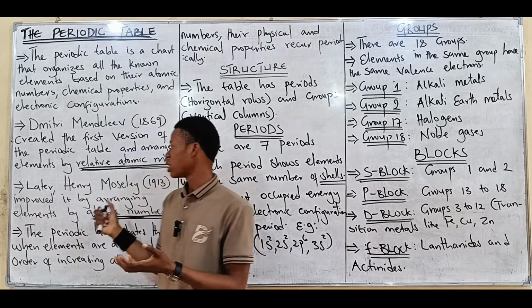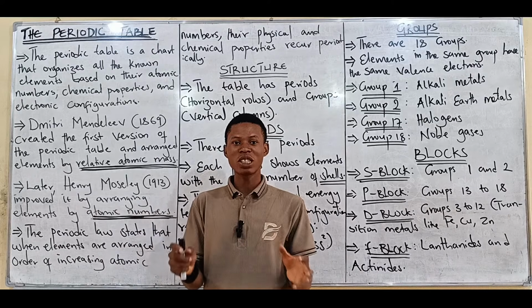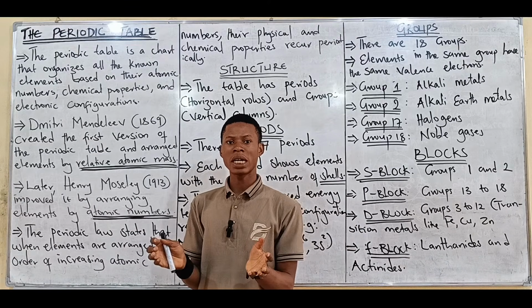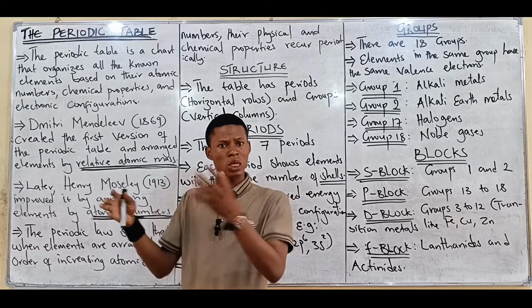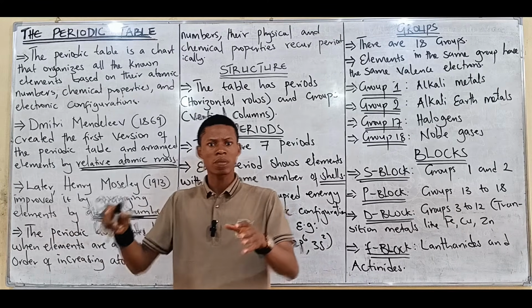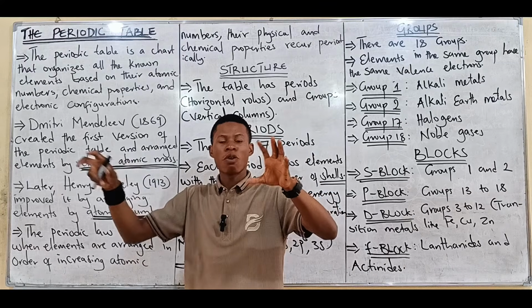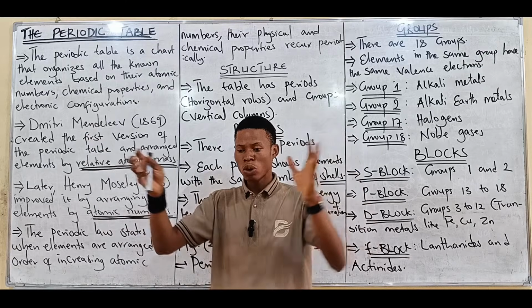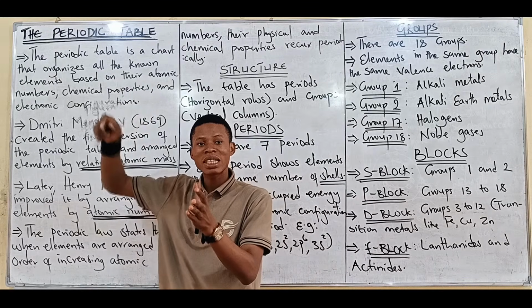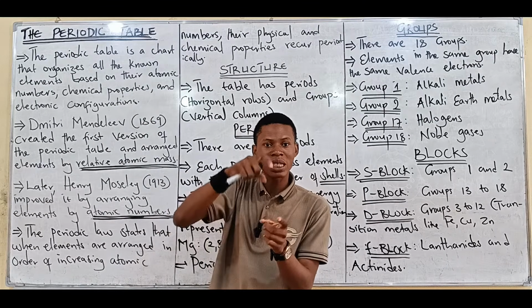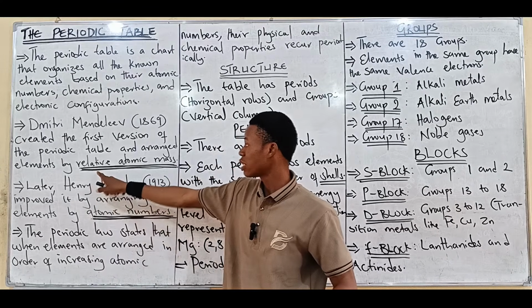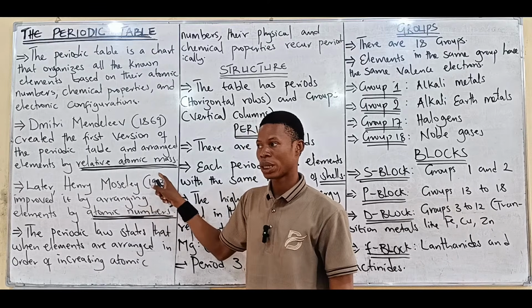And one thing he did was, in his periodic table, there were gaps because he arranged only, I think, about 60-something elements, and he left gaps for elements that were not yet discovered at that time. Based on their properties, he predicted that there is an element that should fit in here that has not yet been discovered. Now, take note that he arranged it based on relative atomic mass.